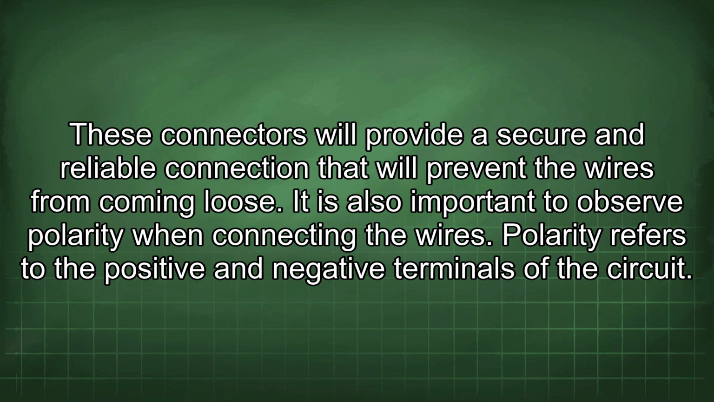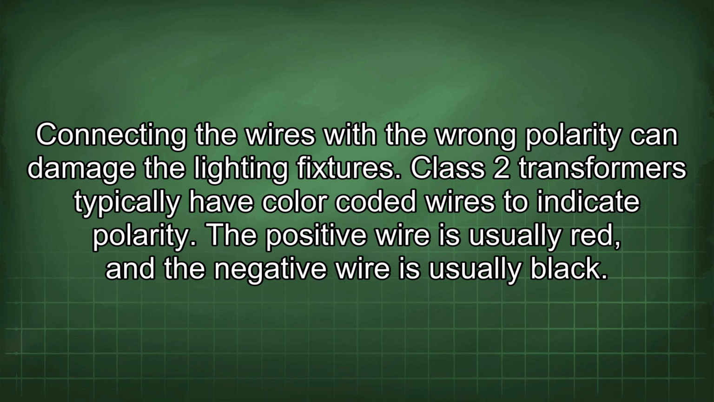Polarity refers to the positive and negative terminals of the circuit. Connecting the wires with the wrong polarity can damage the lighting fixtures. Class 2 transformers typically have color-coded wires to indicate polarity. The positive wire is usually red, and the negative wire is usually black.